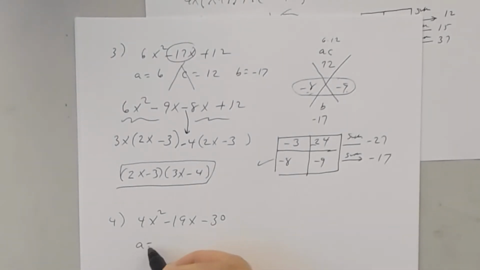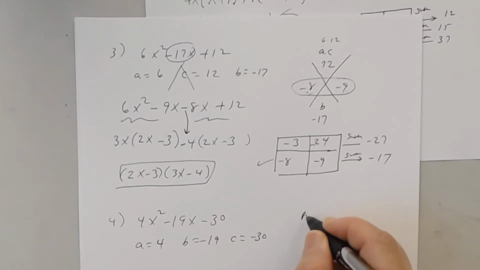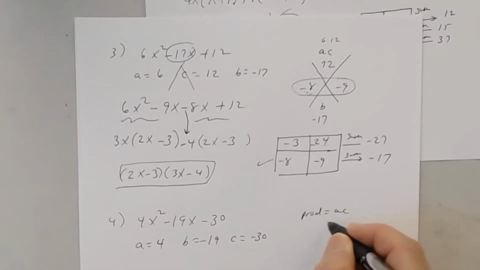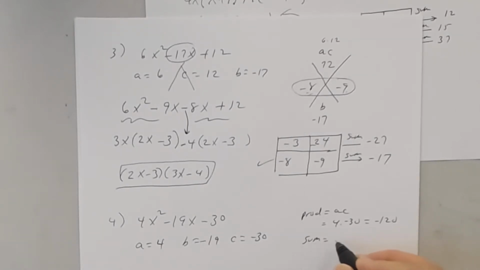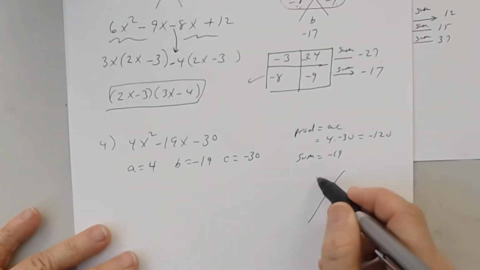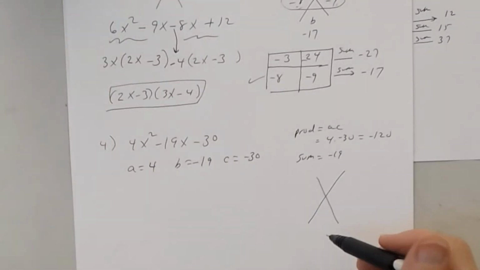What's A in this case? 4. Not 4x. 4, right? A is the coefficient of x squared. What's B in this case? Negative 19. And what's C? Negative 30. So I want to find two numbers whose product is AC. So meaning 4 times negative 30, which is negative 120. And I want the sum to be what? Negative 19. So if you want to use that little x, you could. You don't have to. You could go directly to the table.